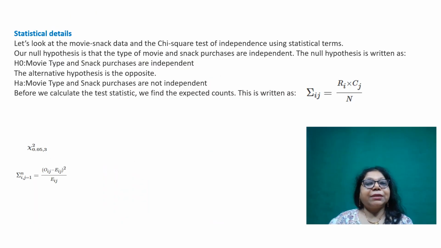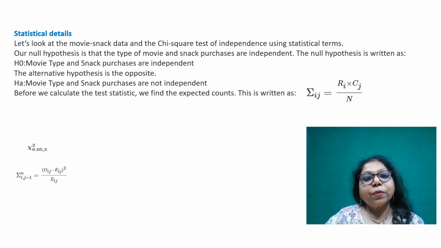So let's see what the statistical details underlying this example are. As we have seen, we look back to the movie snack data and the chi-square test of independence. Our null hypothesis is that the type of movie and snack purchases are independent. The null hypothesis is written as H0: movie type and snack purchases are independent. The alternative hypothesis is the opposite. That is, movie type and snack purchases are not independent.